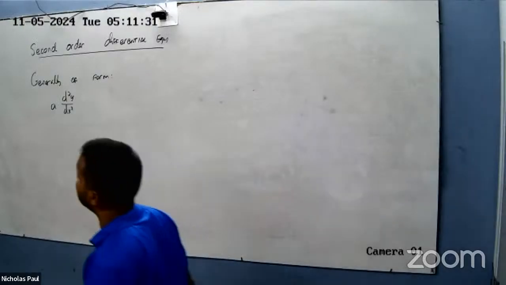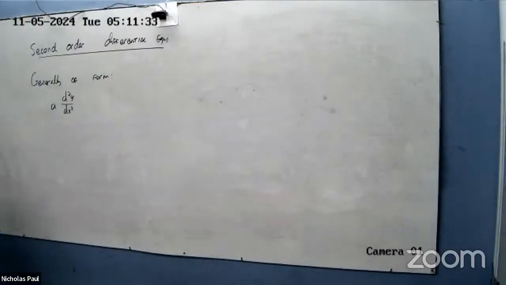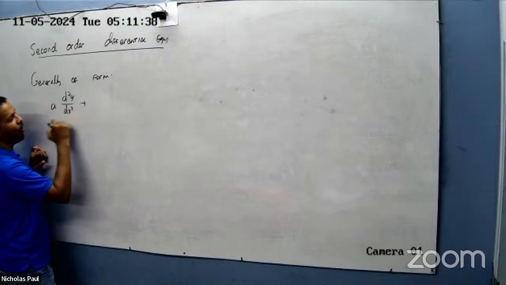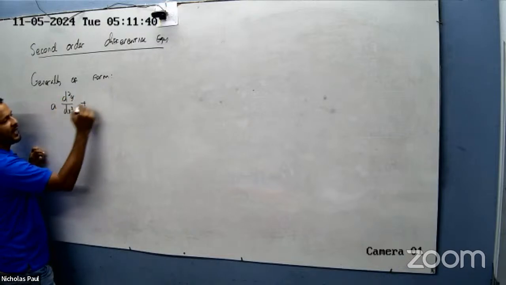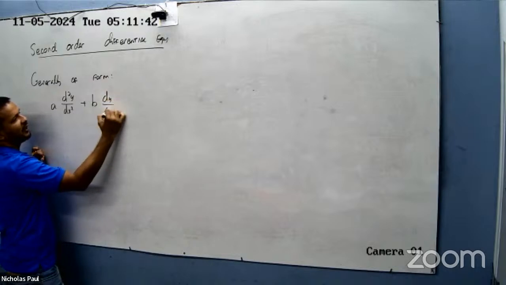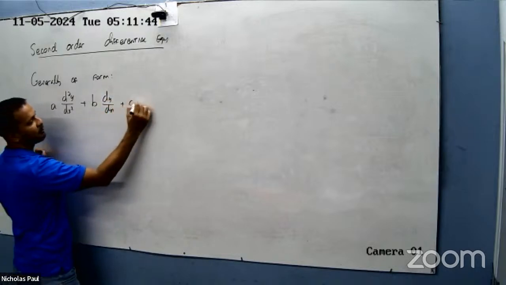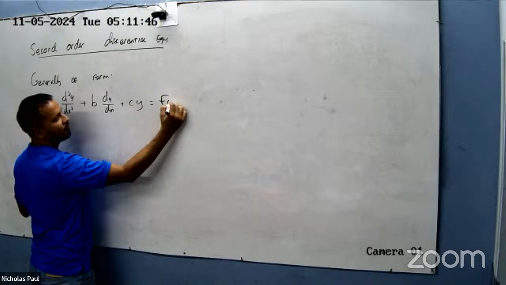So we're going to look at second order differential equations. And the second order differential equations are generally of the form a d2y/dx squared plus b dy/dx plus cy is equal to f of x.